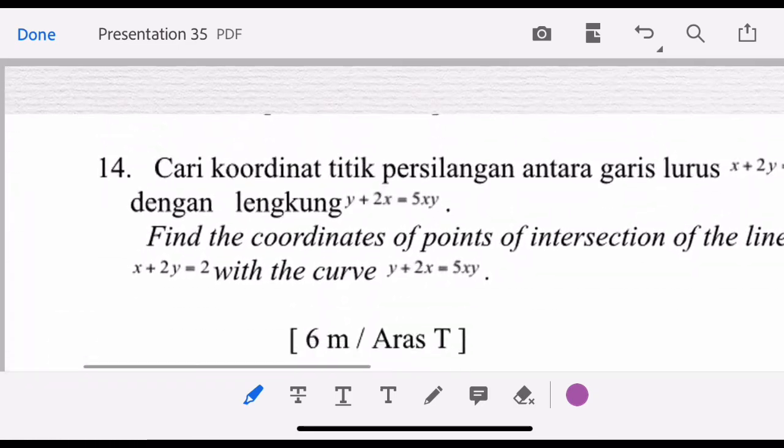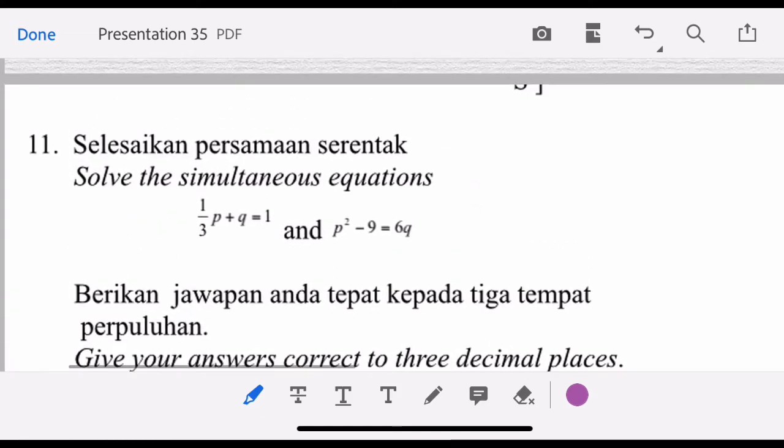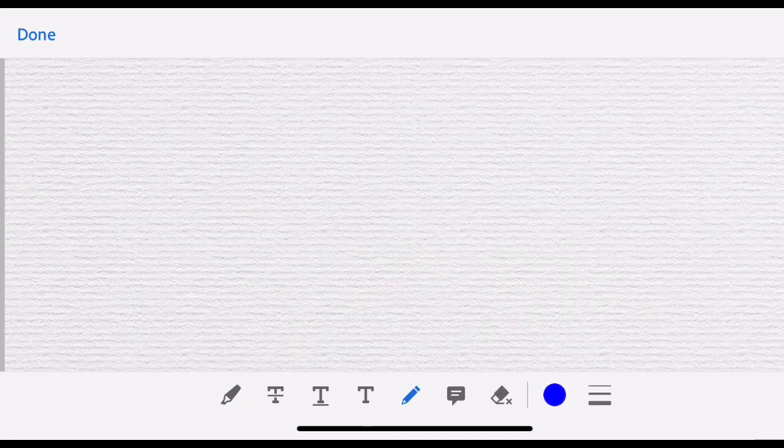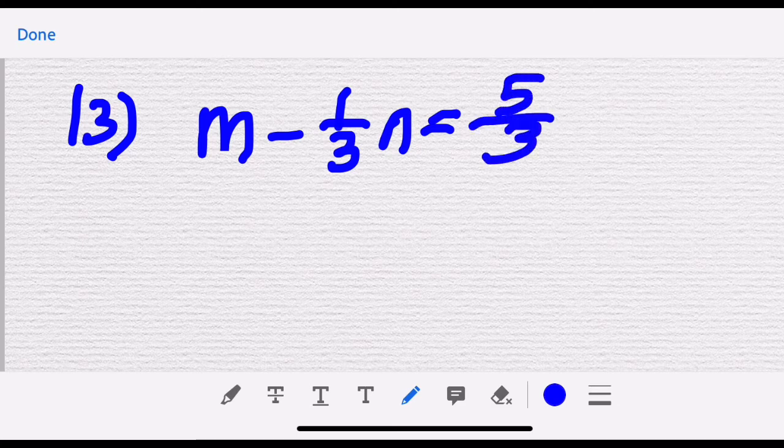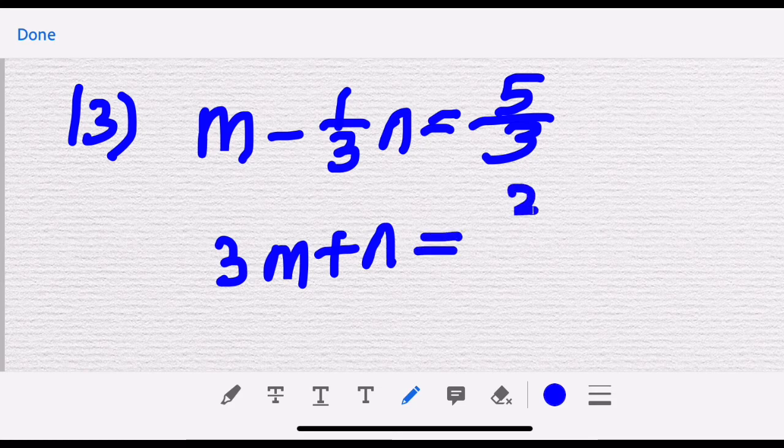I don't have the question here. Where is my 13? So I'm going to write down the question. The question for 13 is given by m and n, right? You're given 1/3 m minus 1/3 n, let me see, is the equation correct? 1/3 m minus 1/3 n is equal to 5/3. The other one is 3m plus n equal to 3/n.